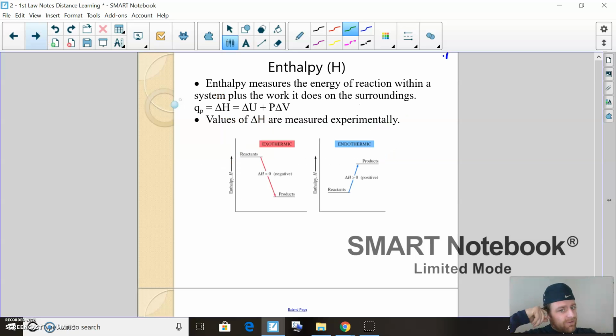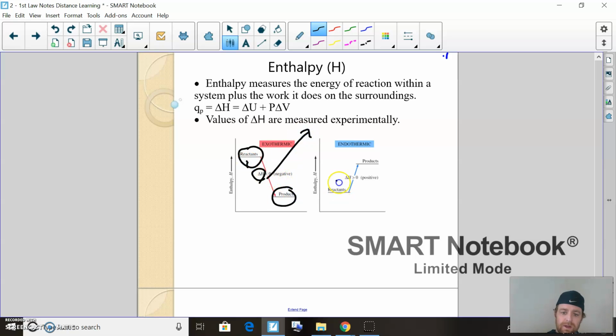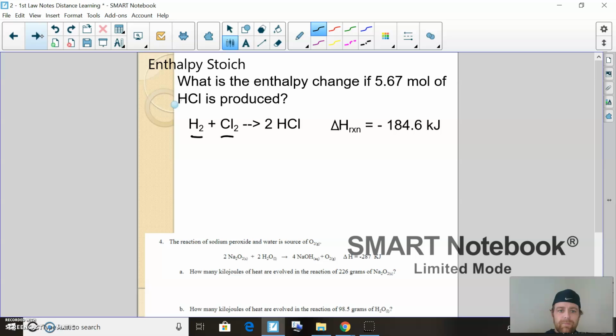If you've seen graphs like this, delta H is just another form of enthalpy, which is heat. An exothermic reaction would mean here's the energy before, here's after. Where does it go? It goes out. Here are the reactants, here are the products. Where does it go? It goes in. Stuff has to go in. So we care about enthalpy stoichiometry. Delta H is what we call enthalpy, and it just means heat.